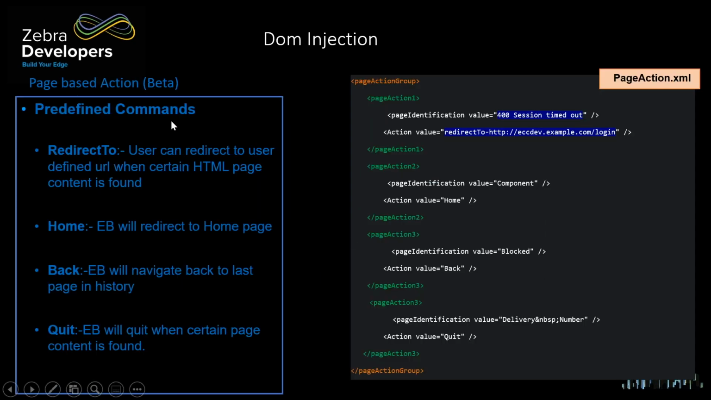So there are 4 types of page actions. Redirect means if I get this timeout, it will redirect to this particular login page again. Then it will redirect to the home page. Then again back, it will navigate back. And quit action means it will quit the enterprise browser.